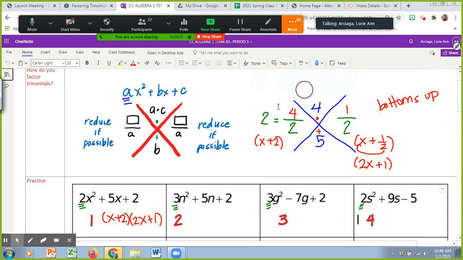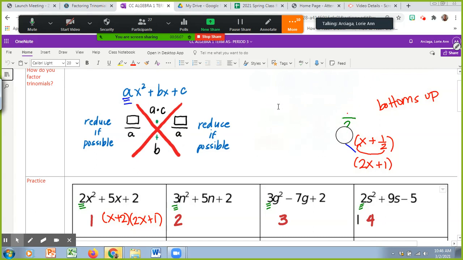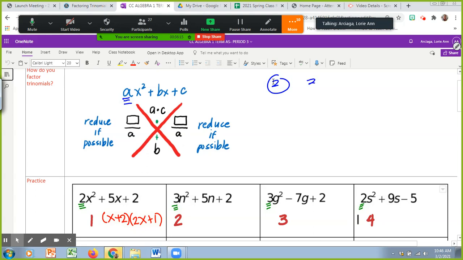Now let me show you another method that students actually use without using any x and stuff like that. They just do trial and error. Yep, you heard me right. Let's try doing trial and error over here. When you do trial and error, you know your answers will look like binomials.